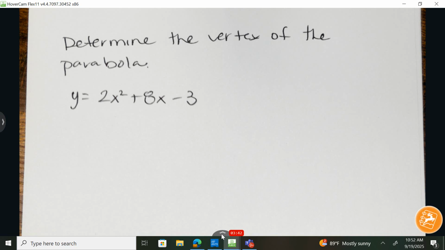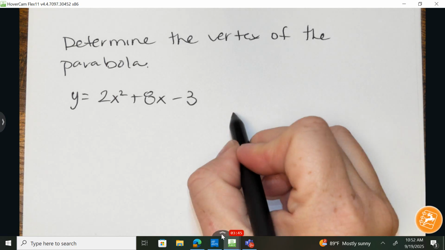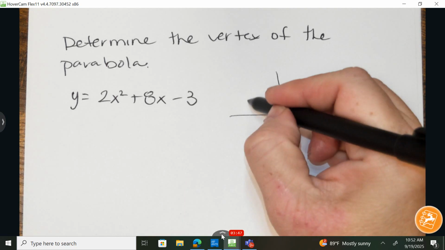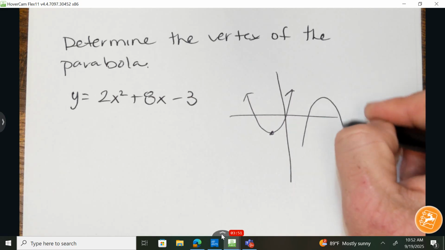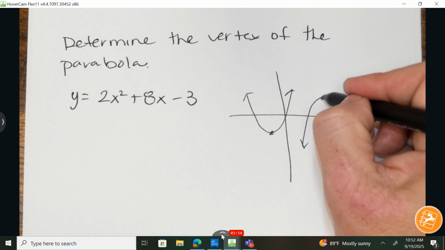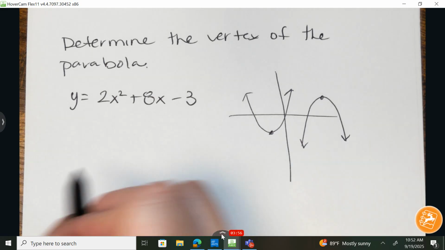So right now we are working with quadratic functions. Remember, quadratic functions look one of two ways. We have parabolas that open upwards and have a vertex down below, or parabolas that open downwards and have a vertex up above. How do we find the vertex?